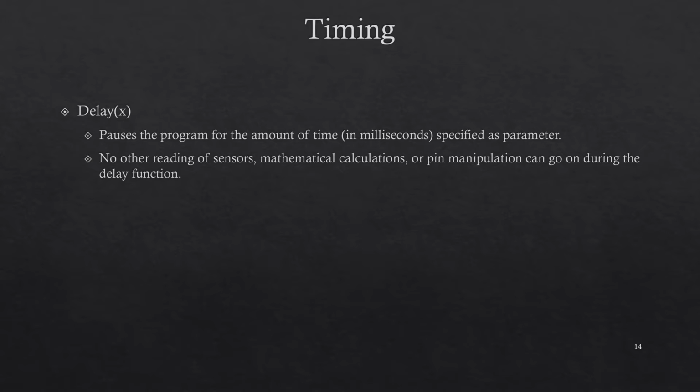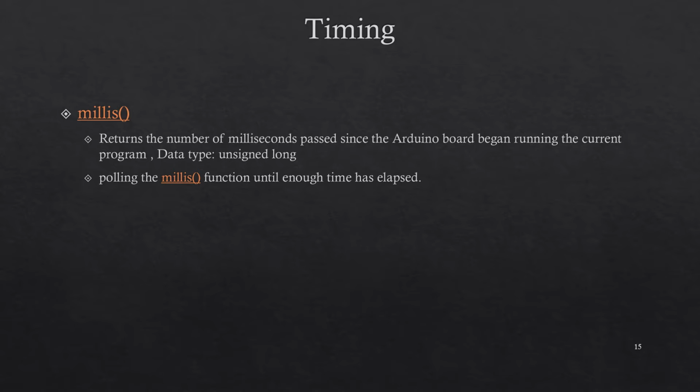Because when you use it, no other reading of sensors, mathematical calculations, or pin manipulation can go on during the delay function. So in effect, it brings most other activities to a halt. And therefore, don't use delay unless you really have to. For alternative approaches to control timing, use the millis function. Now this millis function returns the number of milliseconds passed since the Arduino has been powered on. And the return type of this millis function is unsigned long.